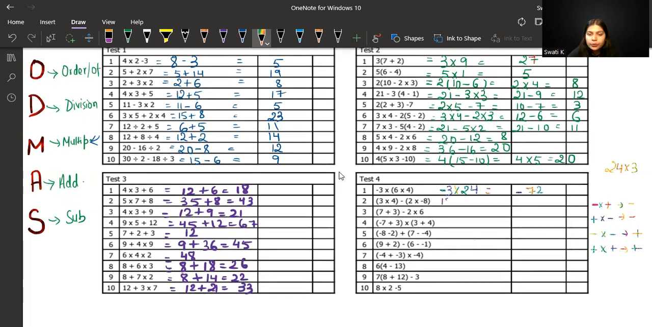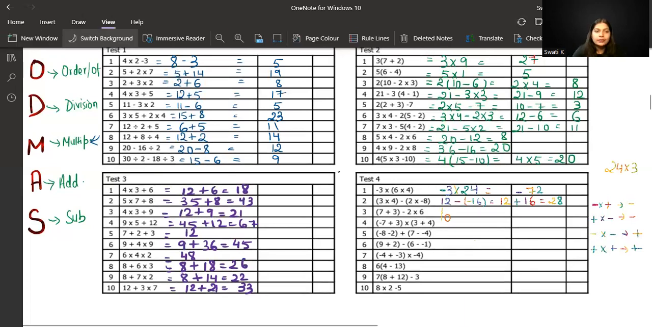3 times 4, 12, because that is in bracket. And then minus 2 times minus 8, which is minus 16. Now this you have to solve. So 12, minus into minus is plus, so it is plus 16. Now this is 28.